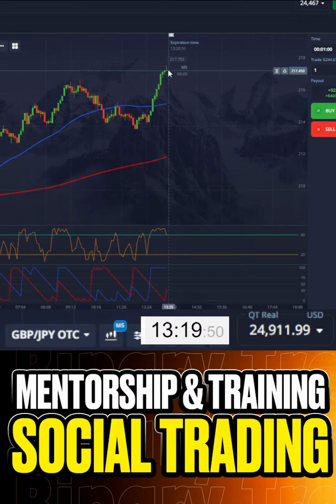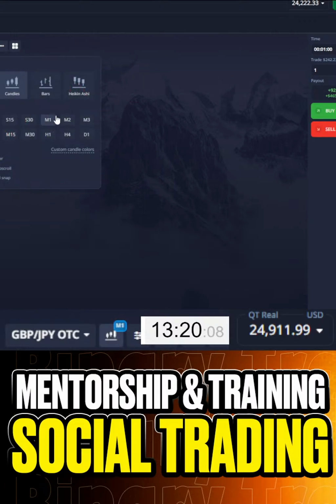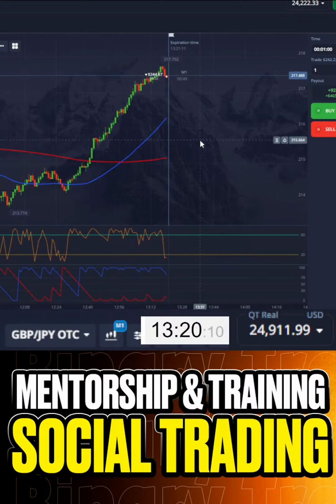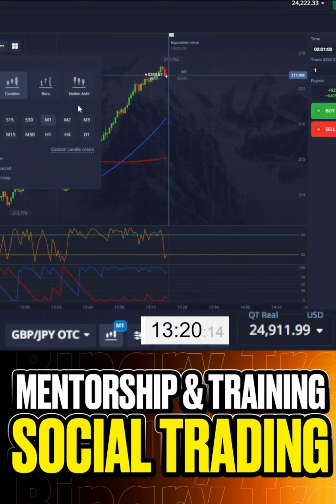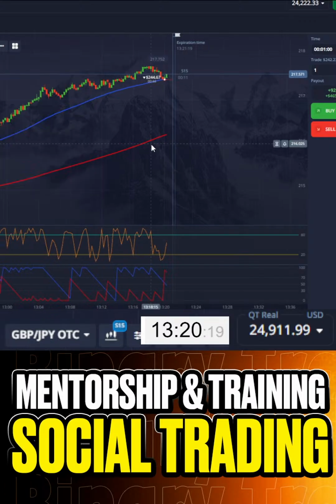Very interesting situation. I like this situation, but this is a correction, but we can use it. If the price closes like this with a red one, we will open immediately. It's closing. And right now we need to follow our trend with the youngest time frame. It's minimum M1, S15.